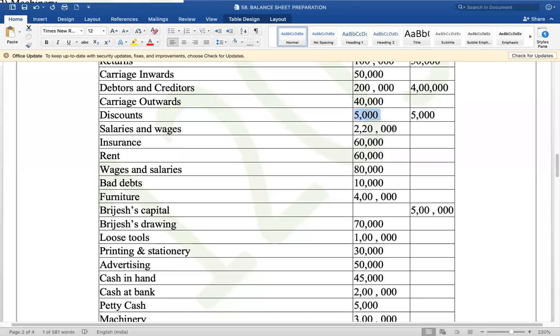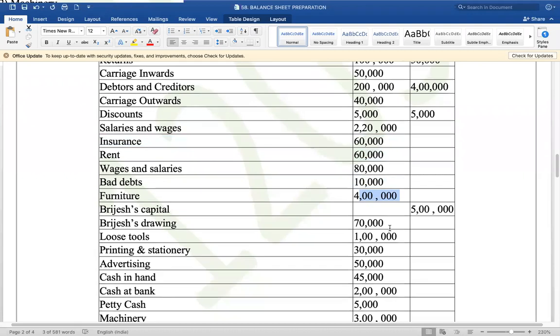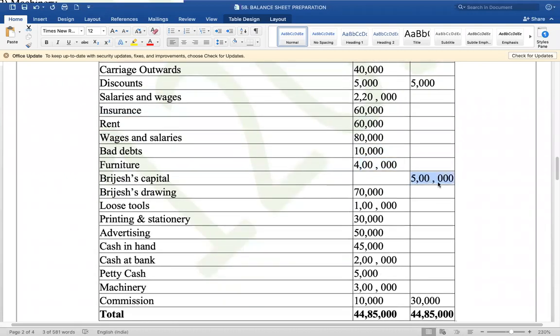Salaries and wages put together 220,000. Insurance expense 60,000. Rent 60,000 expense. Wage expense 80,000. Bad debt is a loss, 10,000, debit. Furniture is an asset, debit. An asset account always shows a debit balance. Capital account, 500,000, credit. Capital account is a liability account, therefore it always shows a credit balance. Rajesh drawings. Drawing is a deduction from the capital. It's always debit.